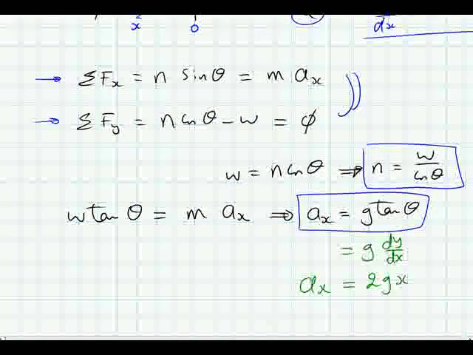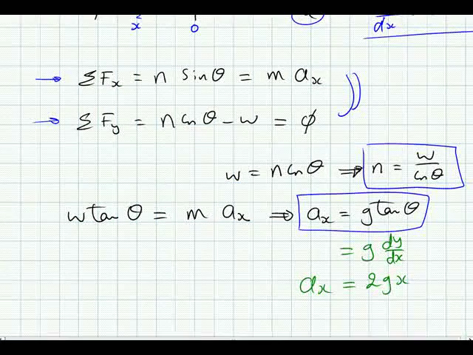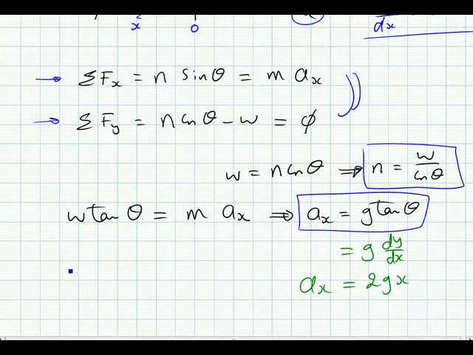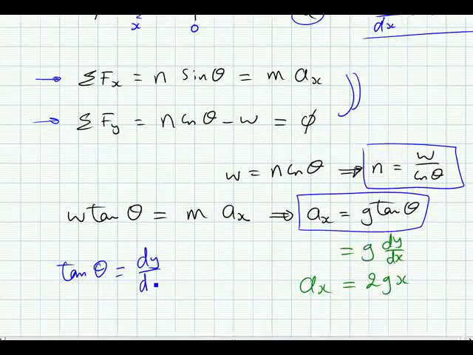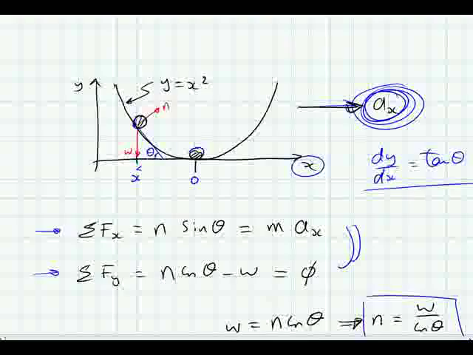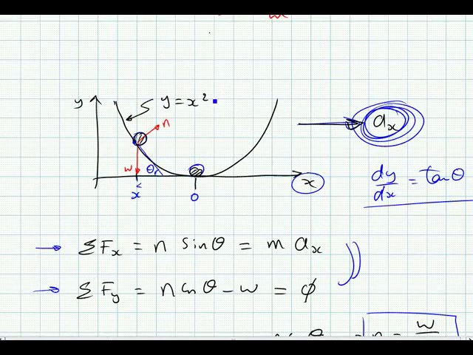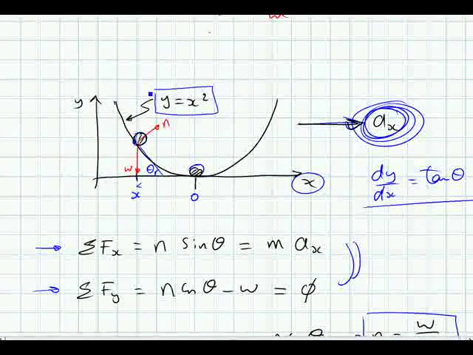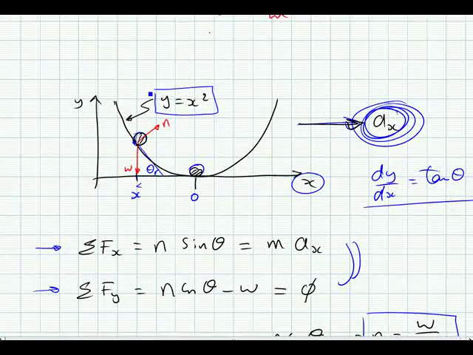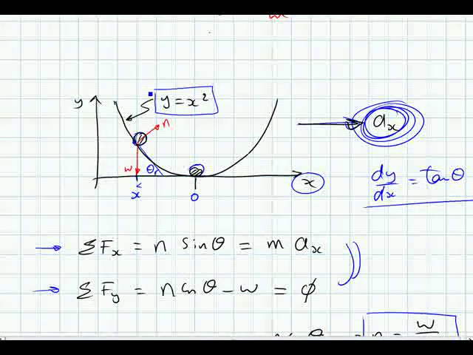So we have a_x is equal to g tan theta, but we learned that the tangent to the trajectory plot is the direction in which the object is moving, or dy/dx. Now we are told that the trajectory is given by this relationship where y is equal to x squared. That's how the cup was manufactured.